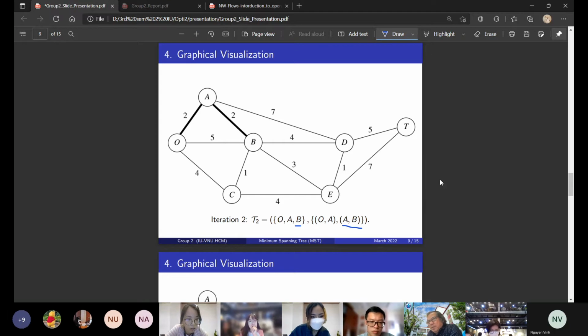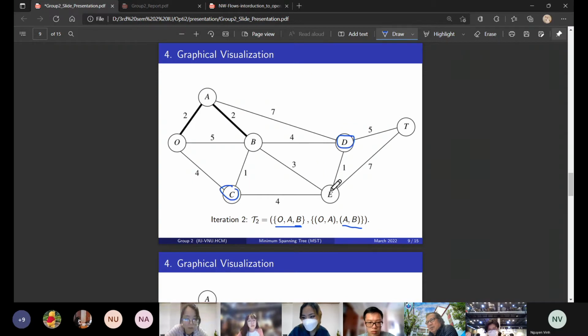This is T2 here. Since the set of nodes of the tree still does not equal the set N, we continue to add nodes and arcs to the tree. We go back to step 2 with iteration 3. We consider the unselected nodes that are accessible from O, A, and B. That are C, D, E.